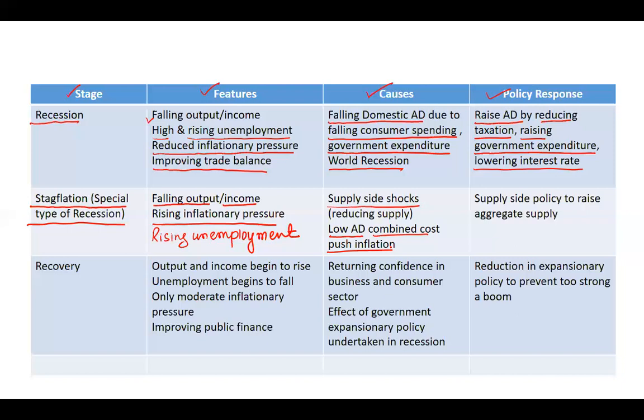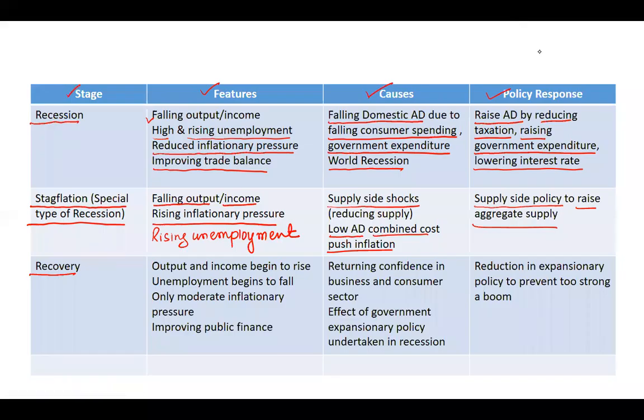Now, what is the policy response for that? What does the government have to do? The government has to increase the supply. The government has to try to increase the supply, and that is called the supply side policy. And how is this possible? By increasing the aggregate supply in the economy. Now, the third type of stage is called the recovery stage. For example, if the economy is in a recessionary phase or in stagflation, and now it comes out, then there will be a recovery phase.